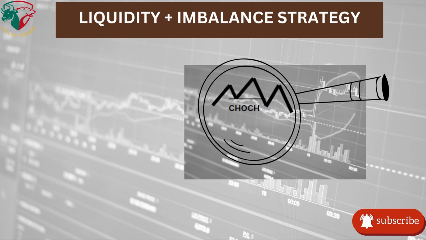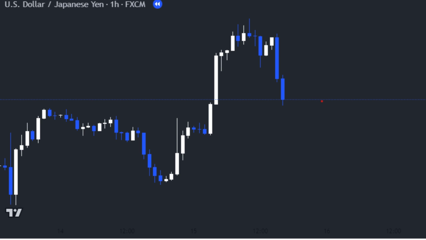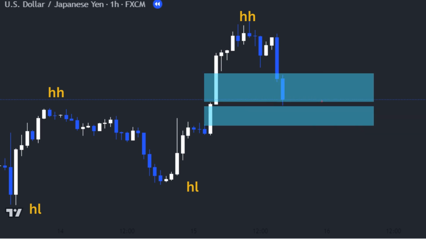Let's see real chart examples. Here on USD/JPY 1-hour chart, the price is in an uptrend, making higher highs and higher lows, breaking structure to the upside. We also notice that the price made a sharp move after consolidation around this zone, leaving behind imbalance that needs to be filled.